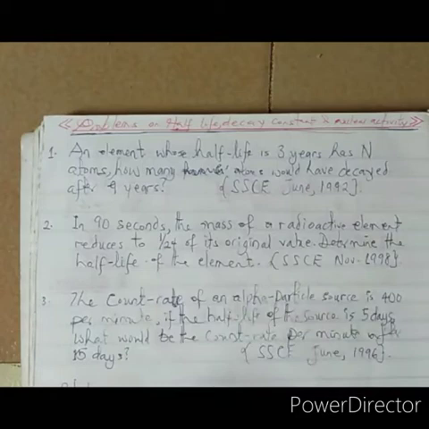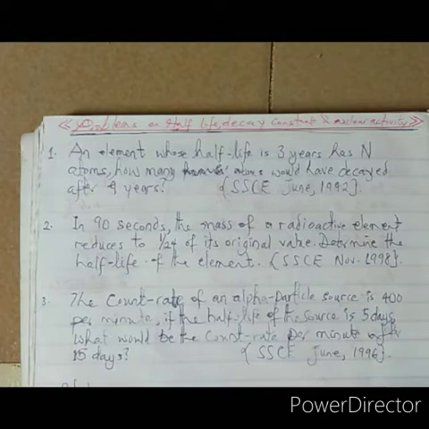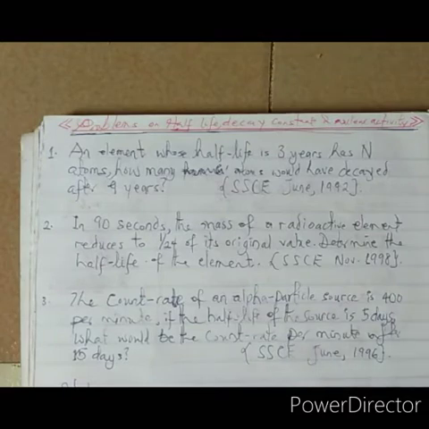Now, to solve this kind of question, you need to understand something. First, what is half-life? Half-life is the time taken by a radioactive substance to decay to half of its original amount. It is the time taken by a radioactive isotope, element, or material to decay to half of its original amount.